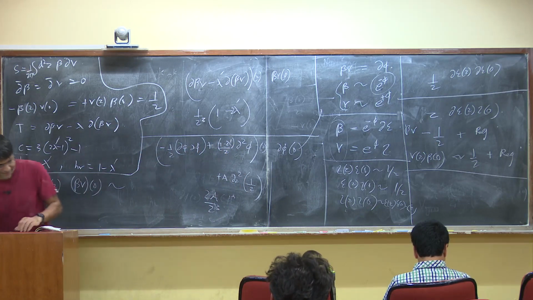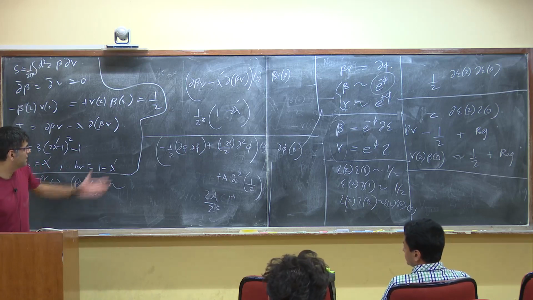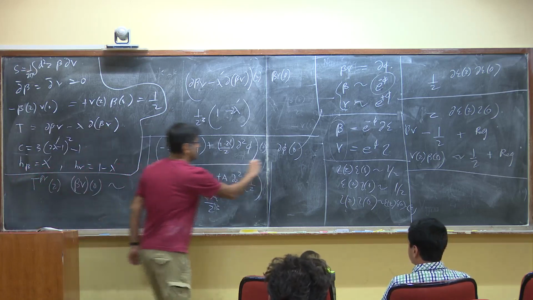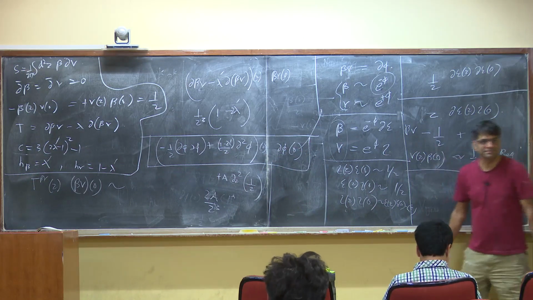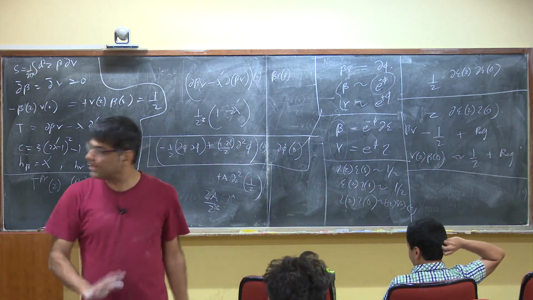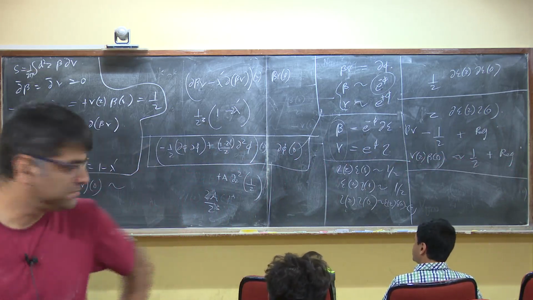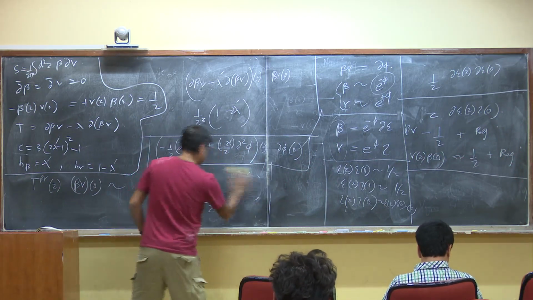Okay, let's check if we got that right. Yes, 1 minus 2 lambda prime by 2. This is our final answer for the stress tensor. Is this clear? Okay, any questions, anyone? Okay, good.